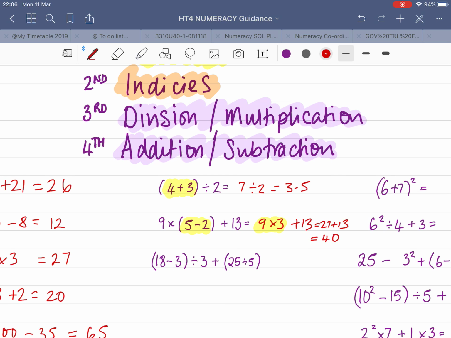Having more than one bracket means they have equal priority. This has to be completed. This has to be completed, both before the division. 18 take away 3 gives me 15. They will be divided by 3. 25 divided by 5 gives me 5. Division has priority over addition. So 15 shared by 3 is 5, giving me a final answer of 10.